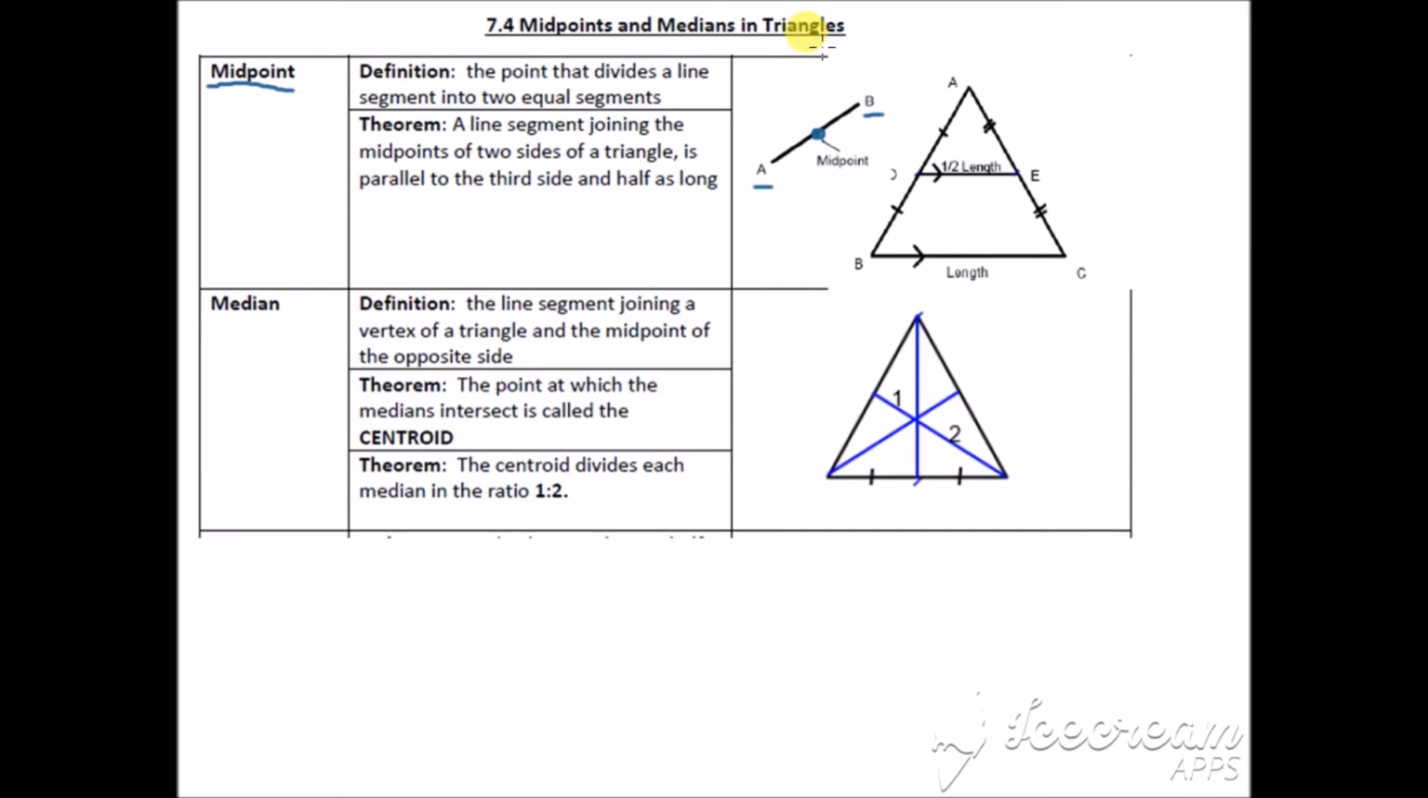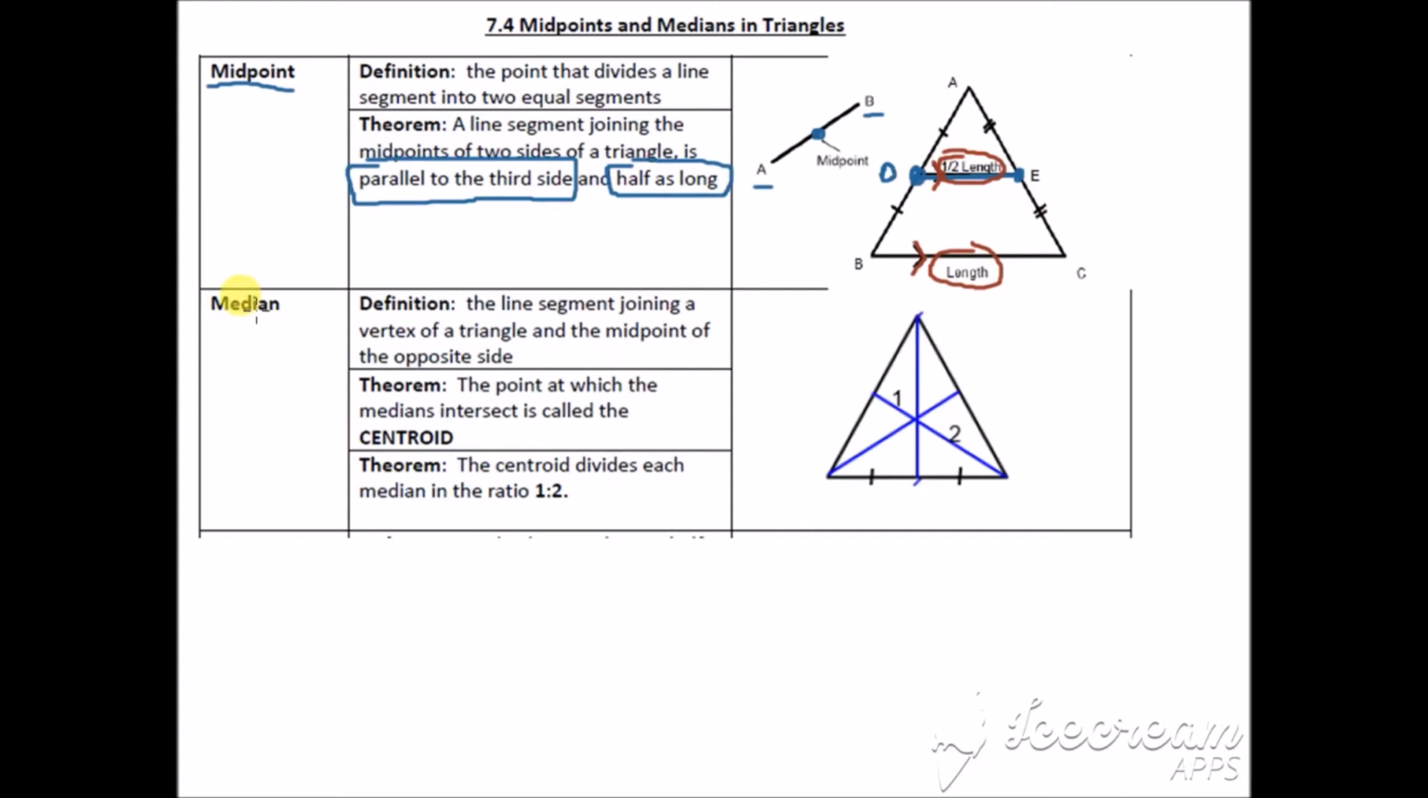Okay, and we associate this with a theorem. A line segment joining the midpoints of two sides in a triangle is parallel to the third side and is half as long. So parallel and half as long. If we have a triangle like this with A, B, C, D, E, and we find the midpoint of AB, let's call it D, and the midpoint of AC, let's call it E, this line right here is going to be parallel to BC, as you can see by these arrows, and it's also going to be half the length.